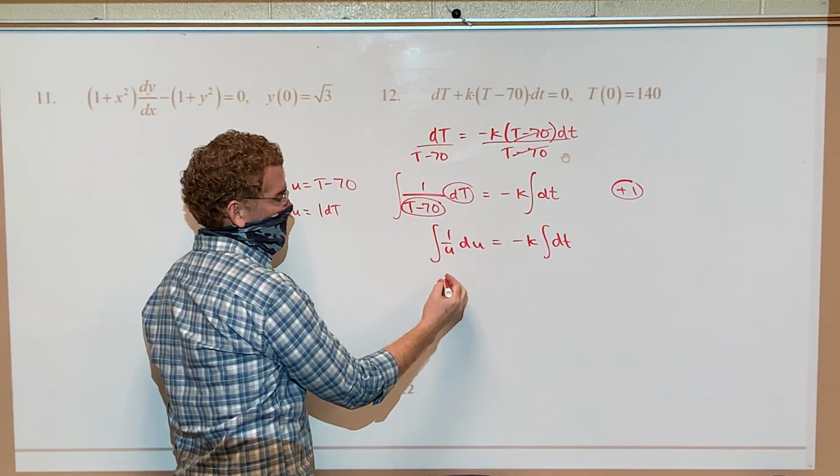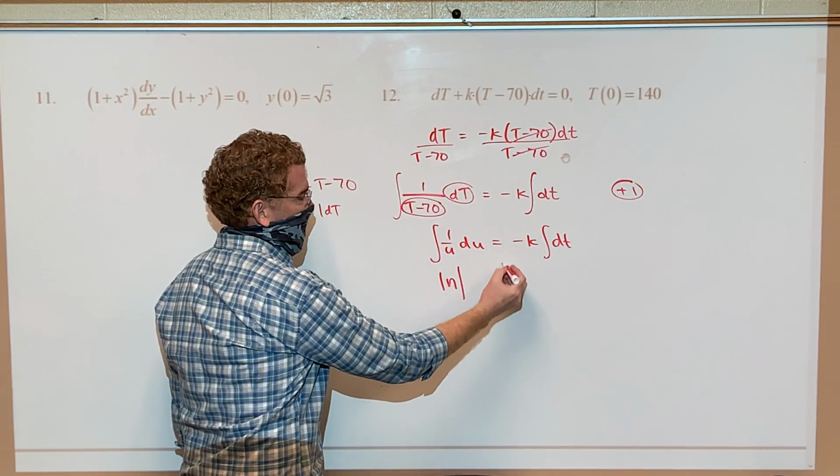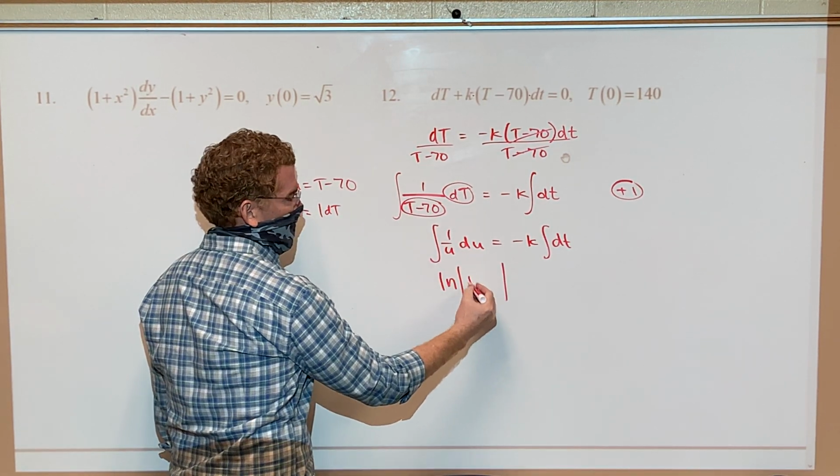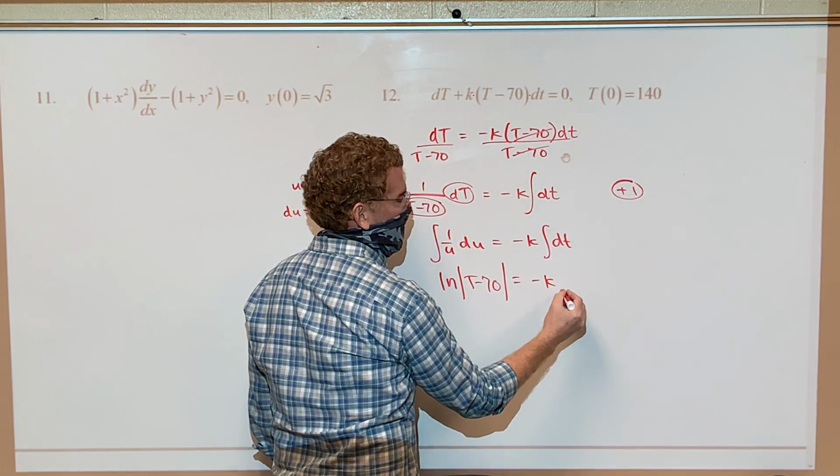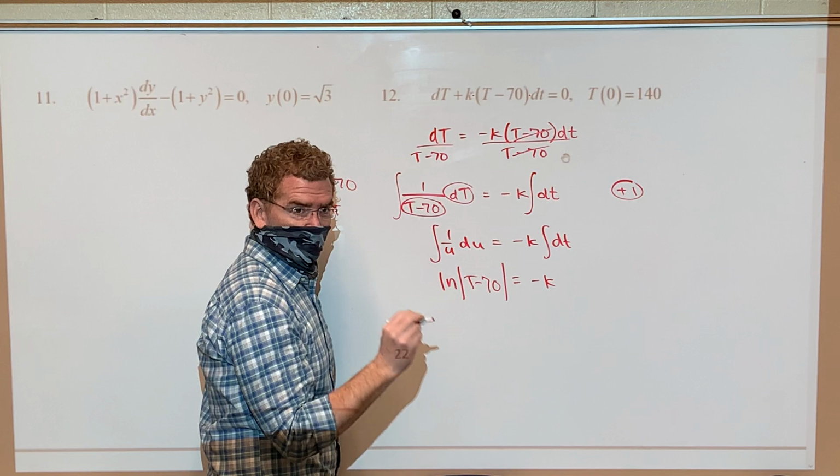So integrating that gives me ln absolute value of u. I'm going to go ahead and plug that u back in there. Integrating that gives me kt.